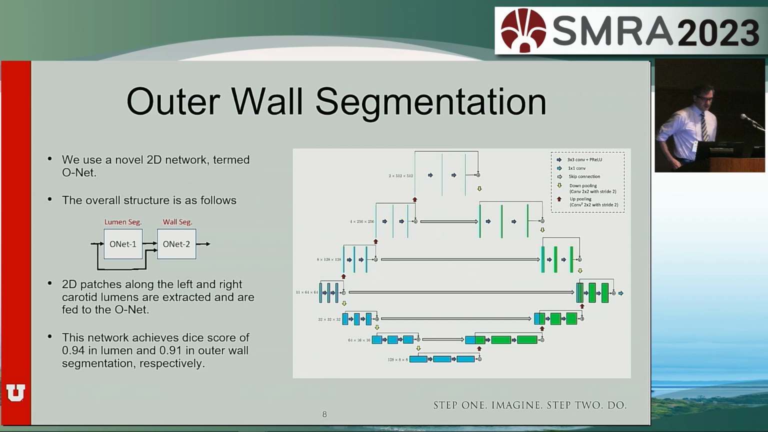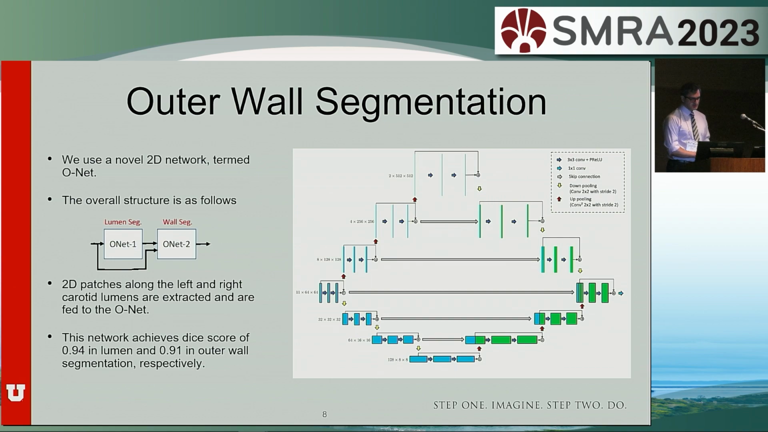So after localizing the lumens, we are able to extract 2D patches around the lumen of the arteries, and then we are able to do the fine segmentation of the lumen and outer wall. We use a novel network, we call it O-Net, as the shape is like an O, like a U-Net that has been completed by the upper part, as you can see in this slide.